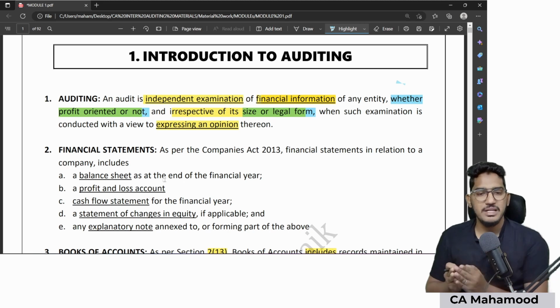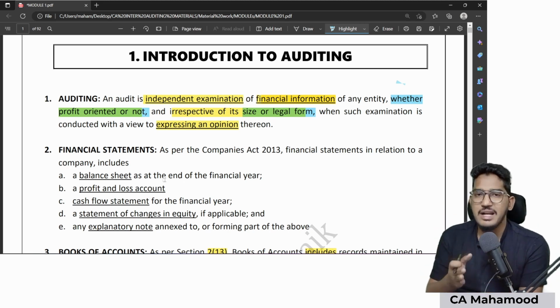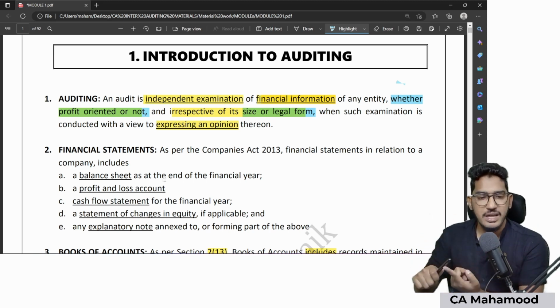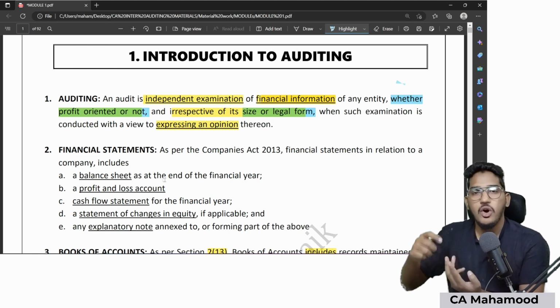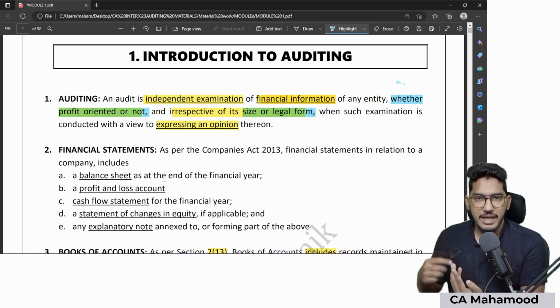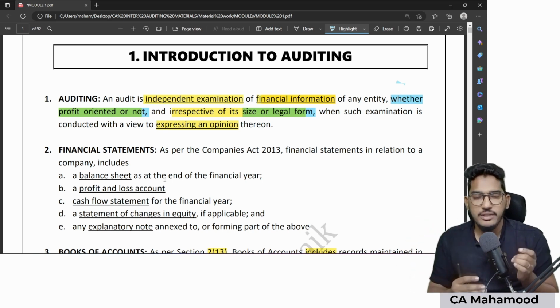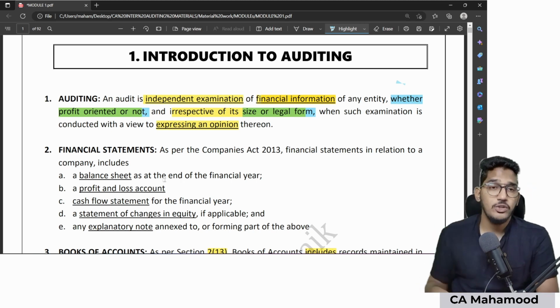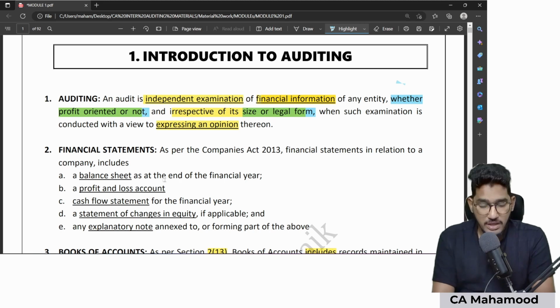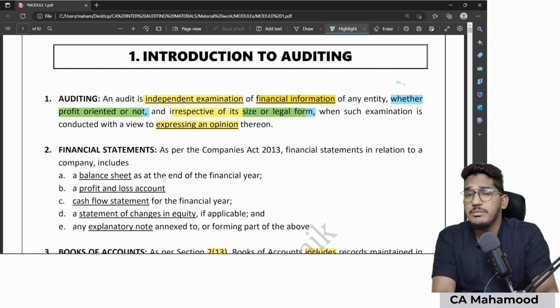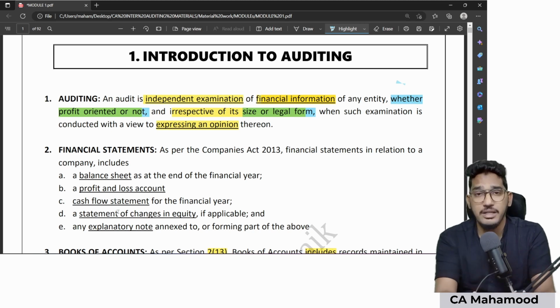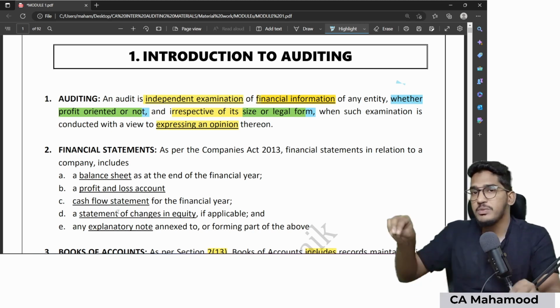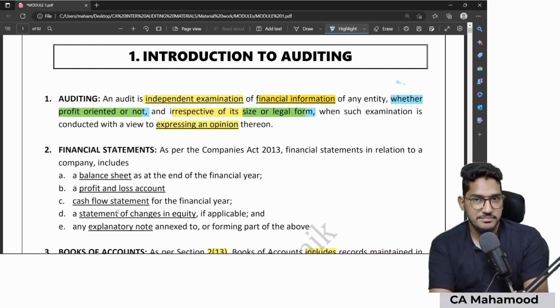So now I hope everybody is clear with the definition till here. So what exactly happens in an audit? An audit is an independent examination of financial information of an entity, whether or not profit oriented, irrespective of its size or legal form. But what is the ultimate objective of that examination? I am not doing that independent examination for time pass, or for fun. If I am doing independent examination, there should be some ultimate outcome out of it.